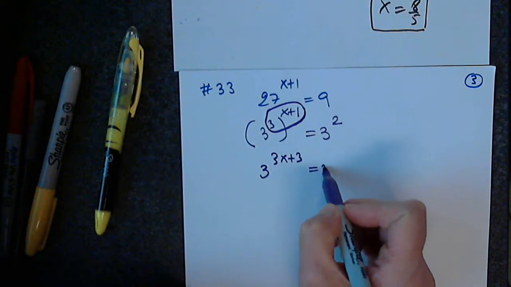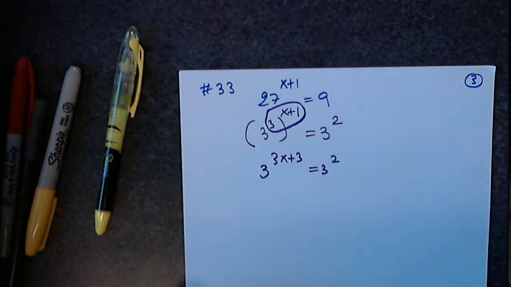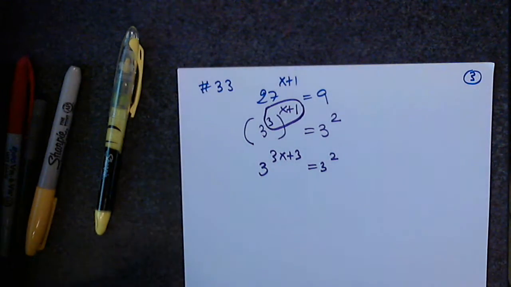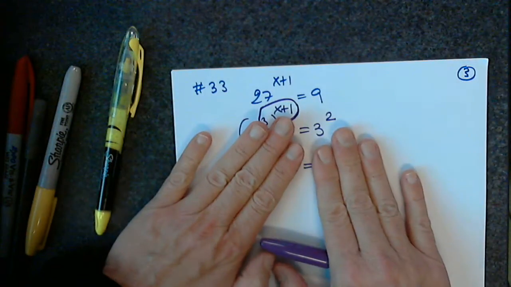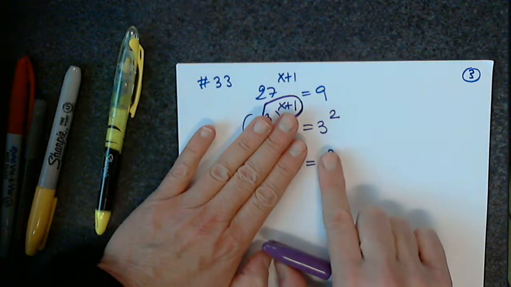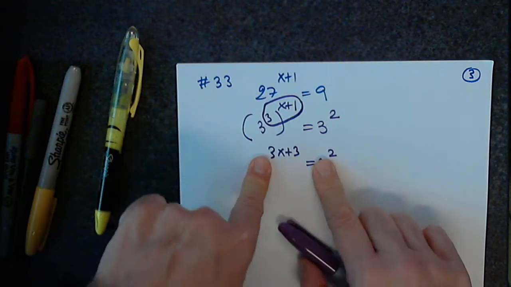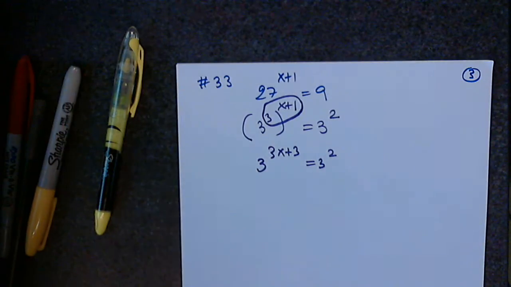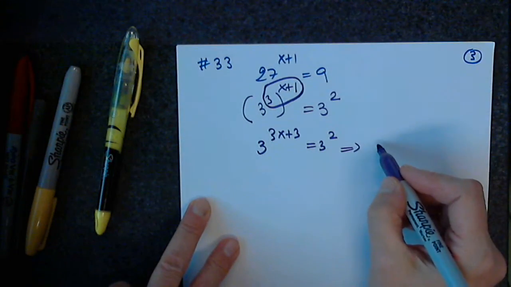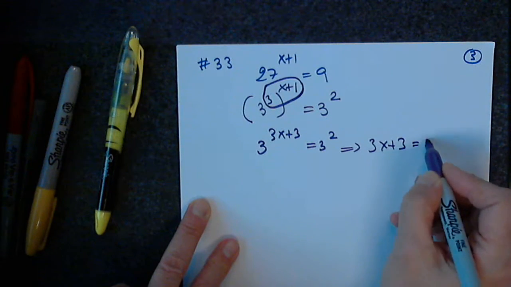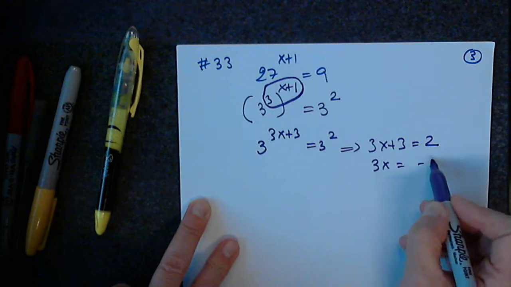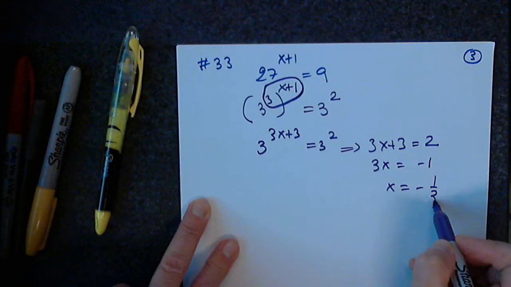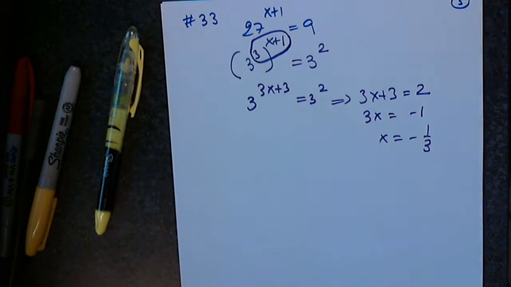3x plus 3 equals 2. Now, here's again the thought behind it. Two numbers are equal because I'm told so, and they have the same base. What has to happen to their exponents? Right. So from here I know that 3x plus 3 equals 2, which means 3x equals -1, or x equals -1/3. These are linear equations now that we know how to solve.